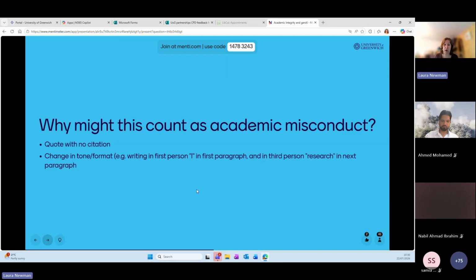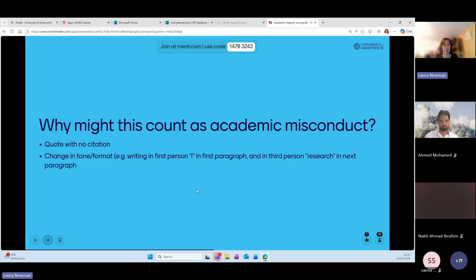The second red flag, which again you brought up, is that there is a change in tone between those paragraphs. That is a little bit of a red flag, because that implies that those paragraphs were not written by the same person. So the first paragraph, as Samira, I think you picked up on, was written in the first person. So it was very much, I think this. And then the next paragraph was written in third person instead. So it was talking about the research rather than I think the research means this certain thing. So again, that would be potentially a sign of the use of GenAI and academic misconduct.